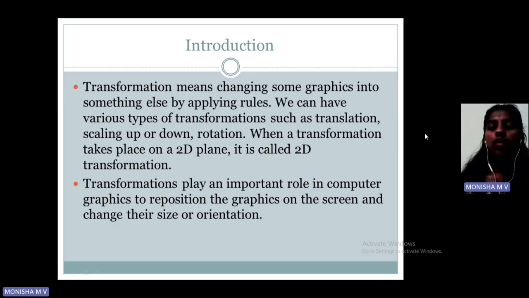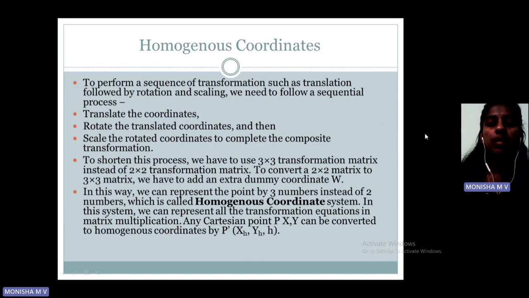Before that, now we will learn about homogeneous coordinates. What is meant by homogeneous coordinates? To perform a sequence of transformations such as translation followed by rotation and scaling, we need to follow a sequential process. First, we have to translate the coordinates, then rotate the translated coordinates, and then scale the rotated coordinates to complete the composite transformation.